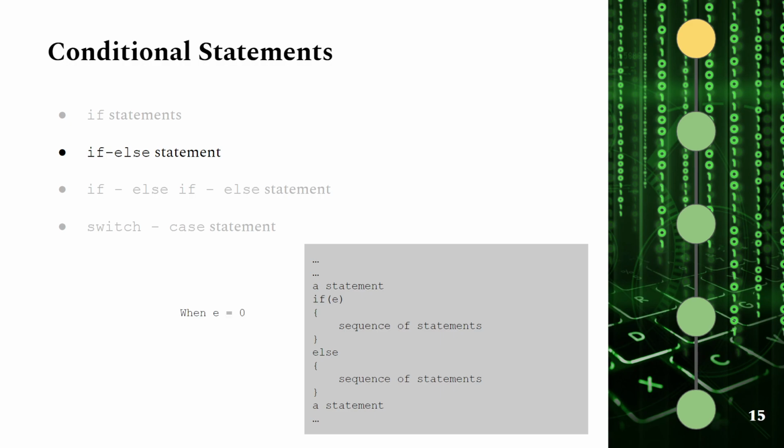When E equals 0, we start off at the statement and the code, and we evaluate the if, but we find that E equals 0, so it is false. Then we go to the body of the else part, because I have seen the if portion is false, and once it is executed we return back to the statement.